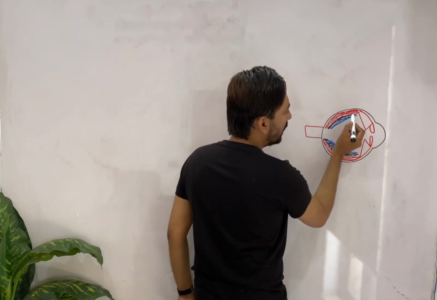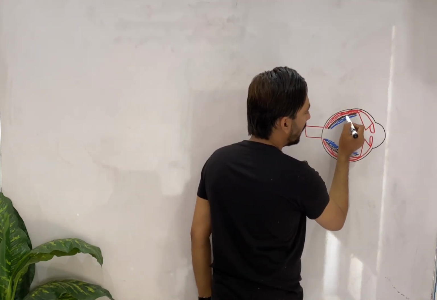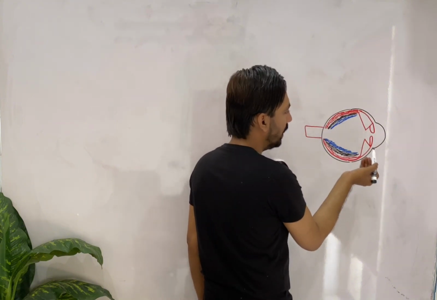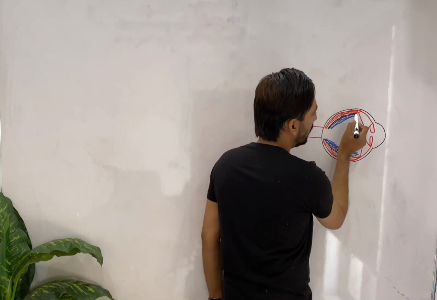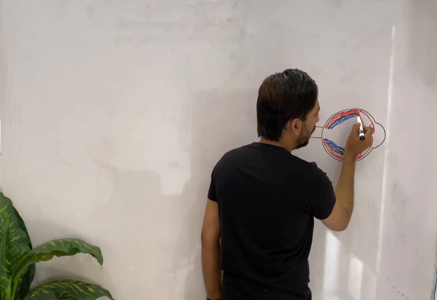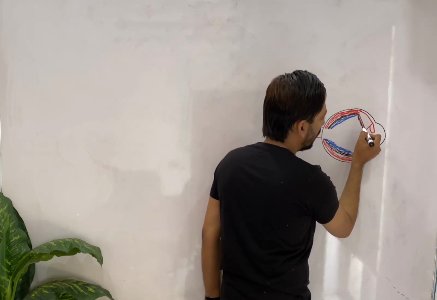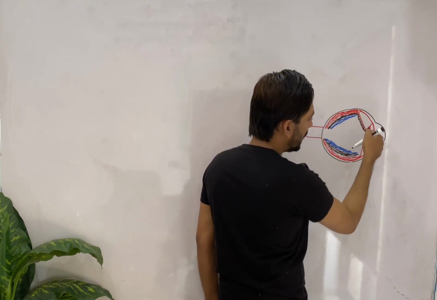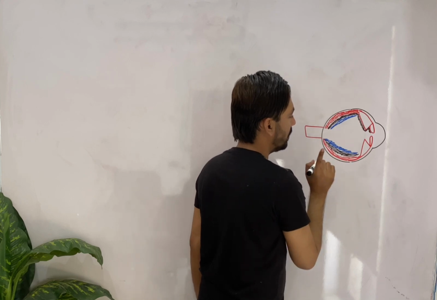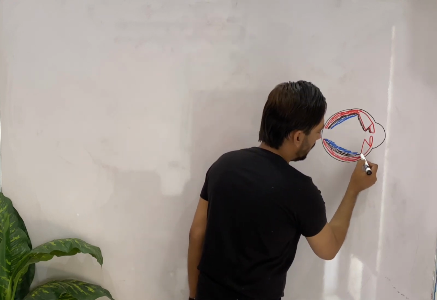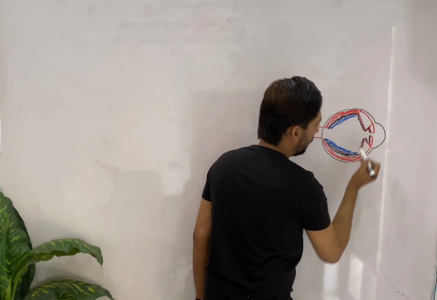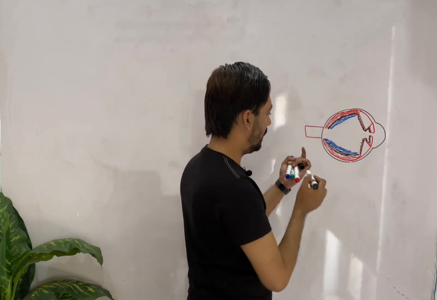So remember that the retinal pigmented epithelium, the black layer, is not actually black. On this whiteboard, the black color is denoting the retinal pigmented epithelium. The retinal pigmented epithelium is actually overlapping the ciliary body as well as the iris, the back of the iris and the back of the ciliary body, right? As you can see here. So this is called the retinal pigmented epithelium, remember.